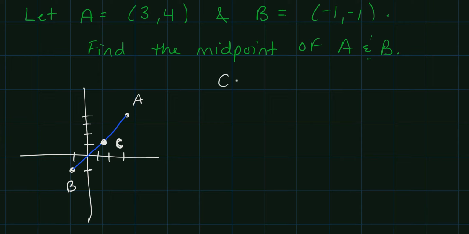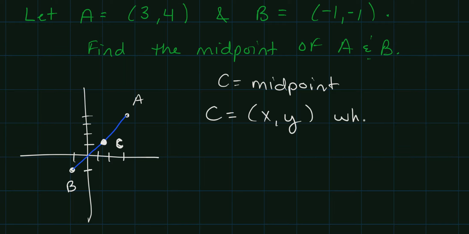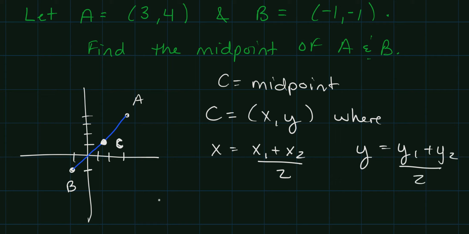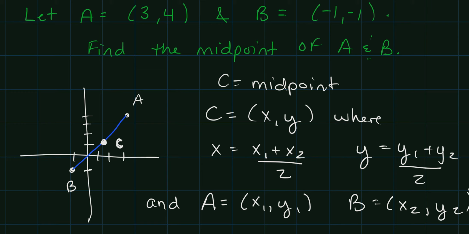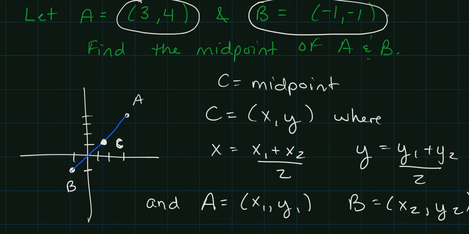So C, which is going to be our midpoint, C is equal to the point x comma y, where x is x1 plus x2 over 2, and y is y1 plus y2 over 2, and A, we're going to label this one as x1 comma y1, and B is x2, y2. So these 2 points here. So let's just plug this information into x and y.